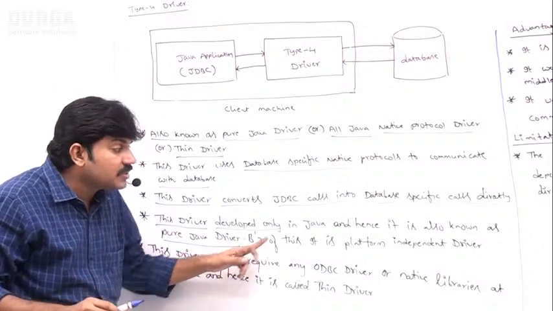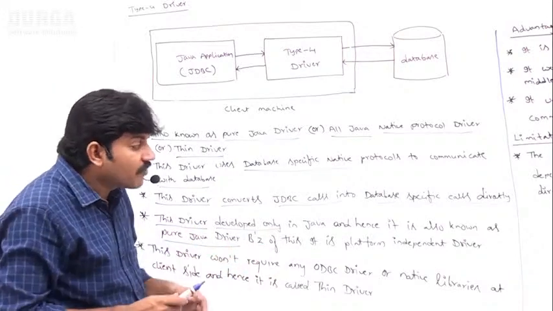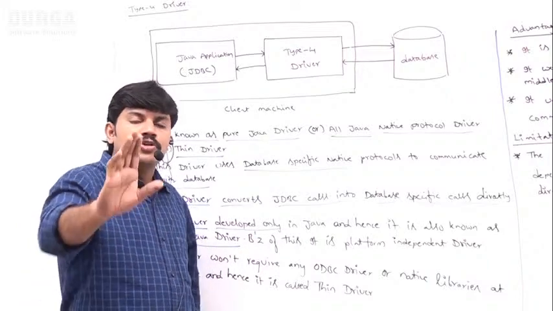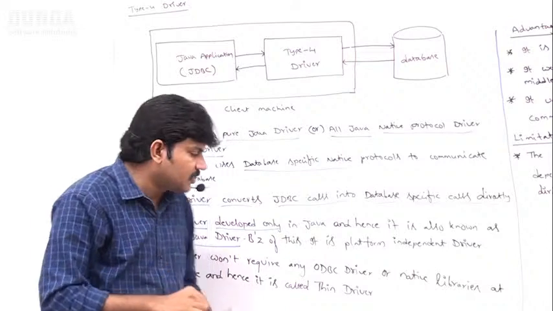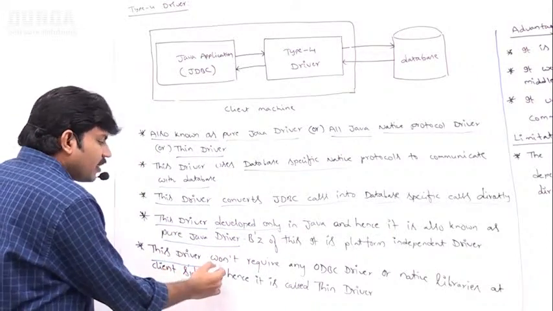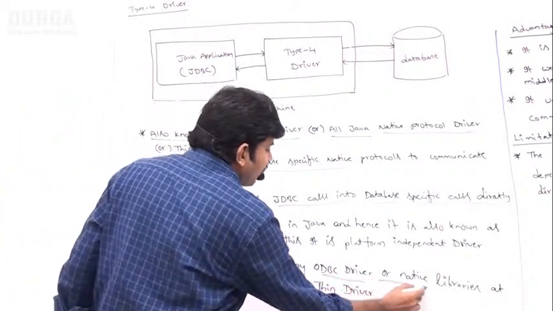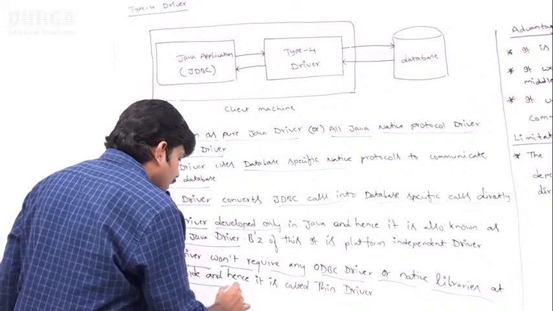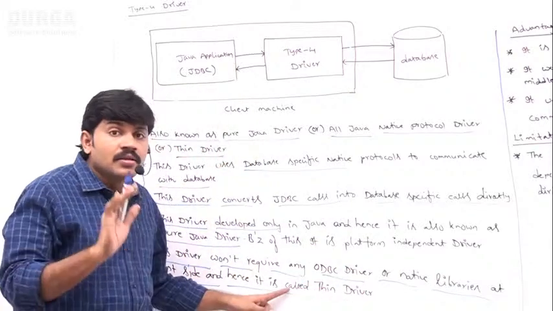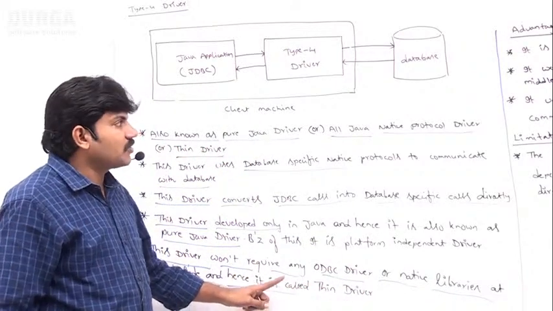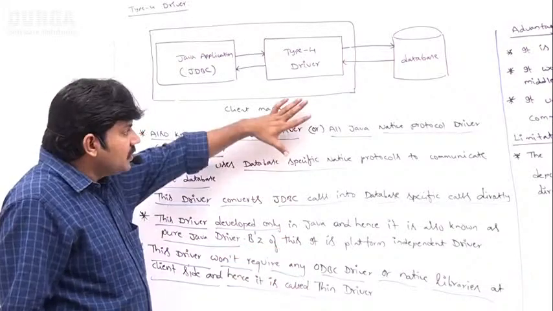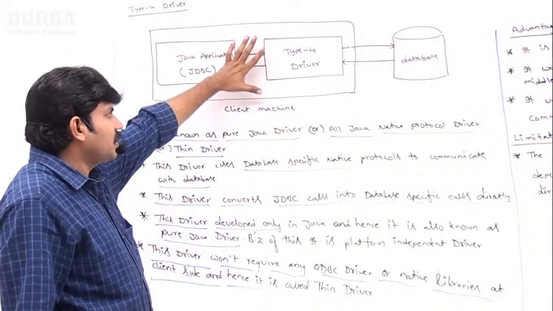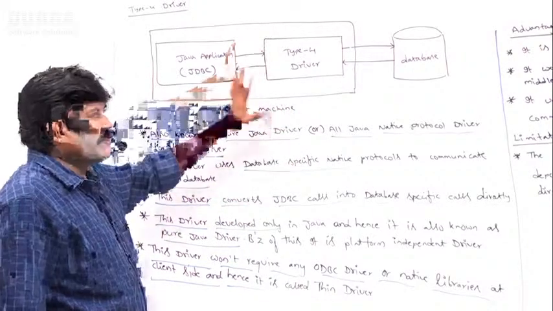Because of this, the biggest advantage is it is a platform independent driver. You can use any platform, sir. This driver is always fixed. Remember this. Next, this driver won't require any ODBC driver or native libraries at the client side, and hence it is called thin driver. Remember, it is also known as what? Thin driver, right? Clear for all of it, okay? These are various general points related to type 4 driver, sir.